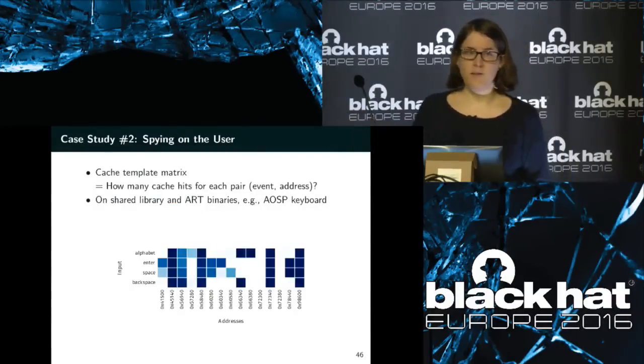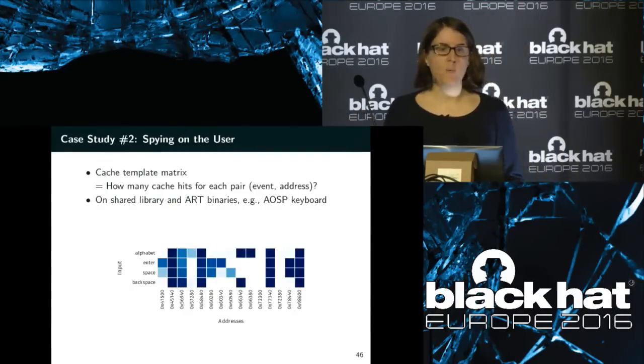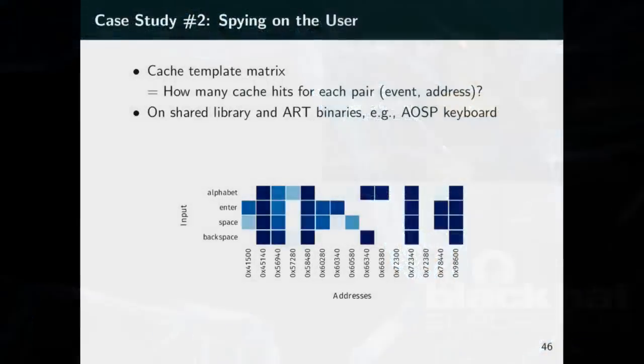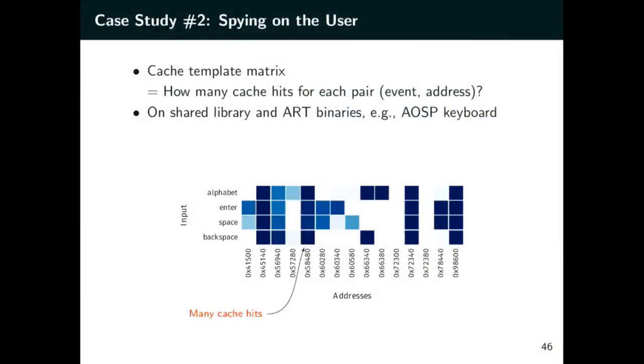So we obtain a cache template matrix, which is basically how many cache hits we have for each pair, event and address. If you have a dark cell, it means we had many cache hits. If you have a light cell, no cache hits. We can do that on shared libraries and also on binaries. So this example is on the Android keyboard. And what's quite interesting here is to see that we have different numbers of cache hits for different addresses depending on which type of input we had.